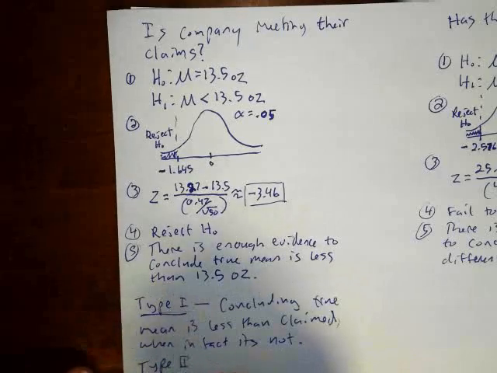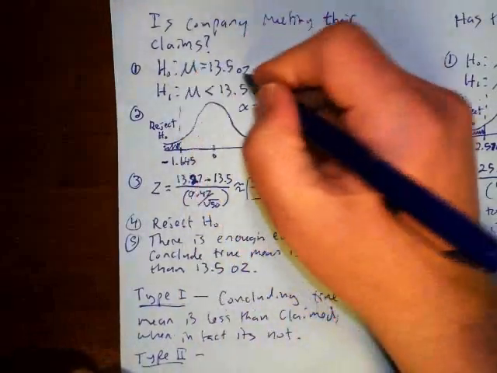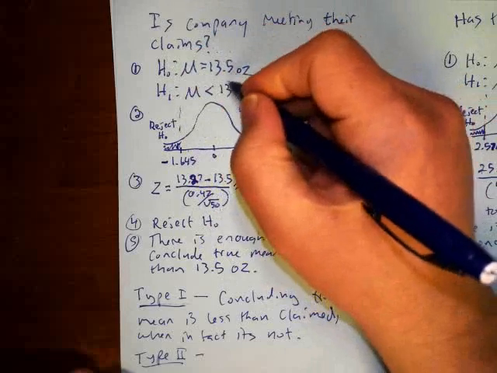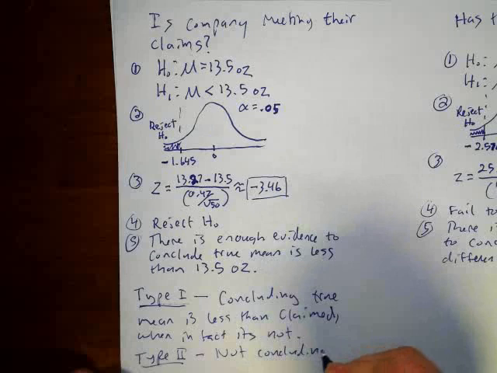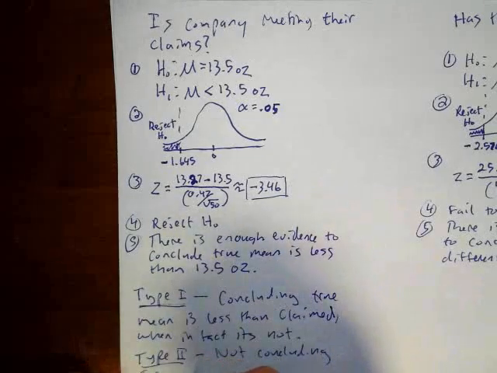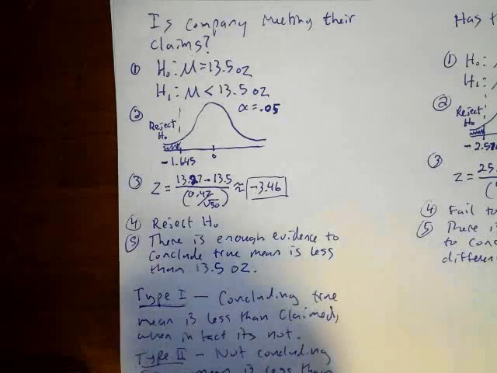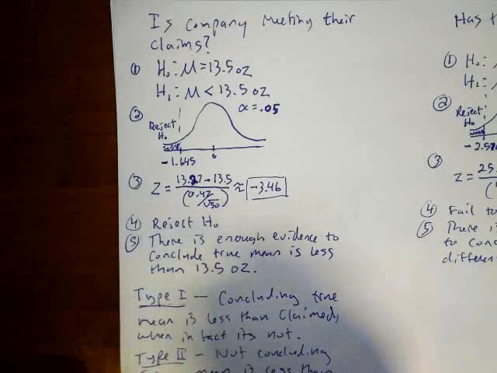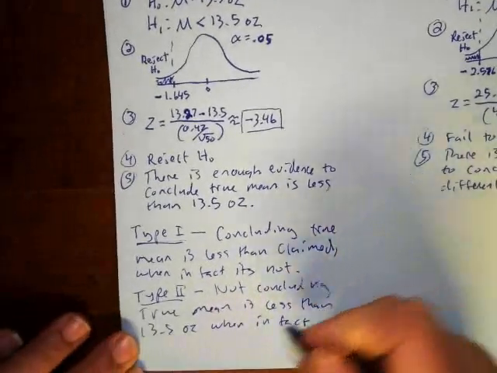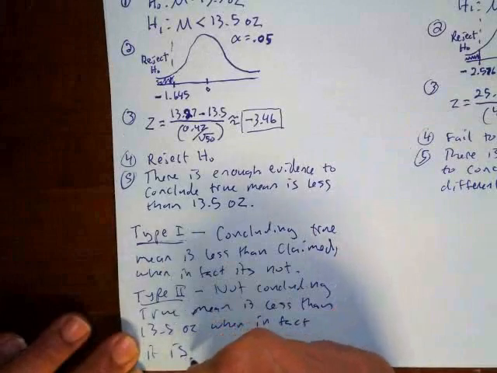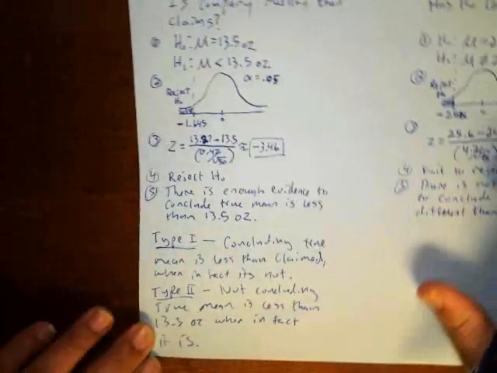The type 2 error here would be accepting H naught when really H naught is false. So this would be not concluding the true mean is less than 13.5 ounces when in fact it is. Okay, so maybe I can zoom out just a little bit here.